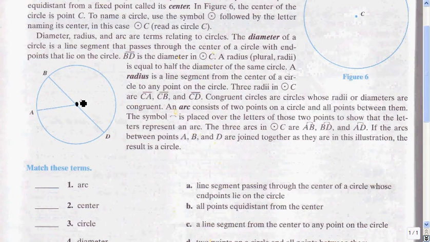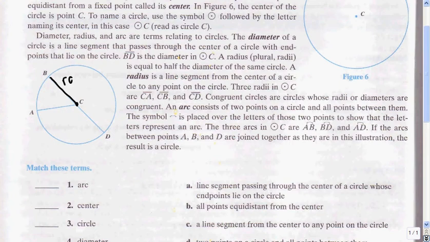The distance from the center to the end of the circle is called the radius. The distance from one end of the circle through the center to the other end is called the diameter. And then there's something called an arc. So CB is a radius, CA is a radius, and CD is a radius.